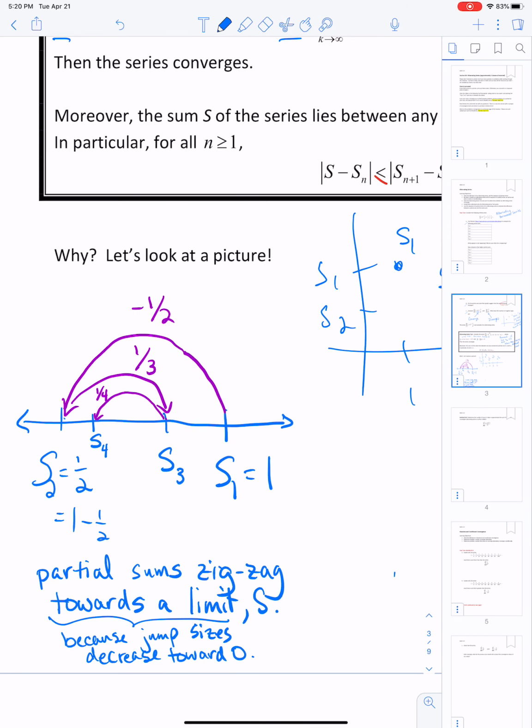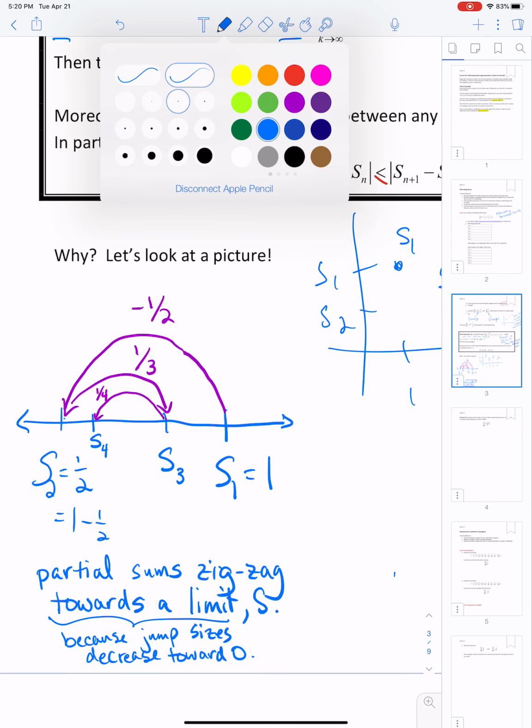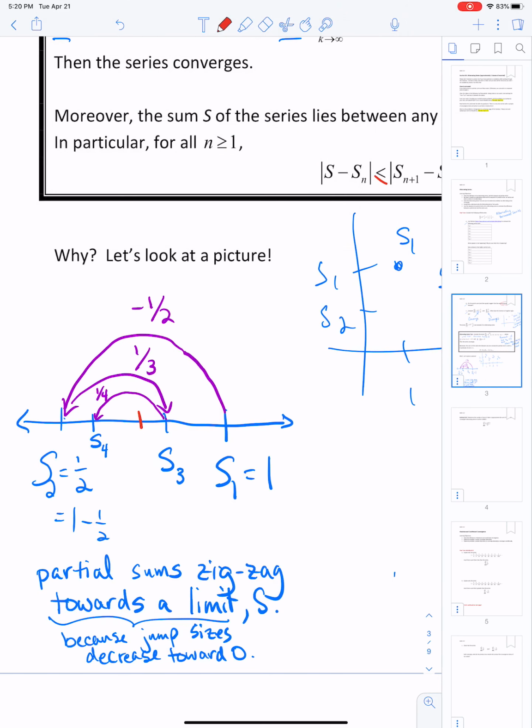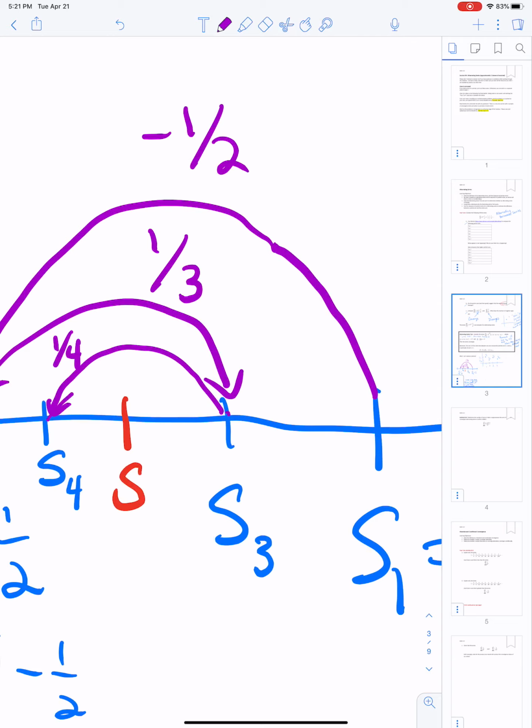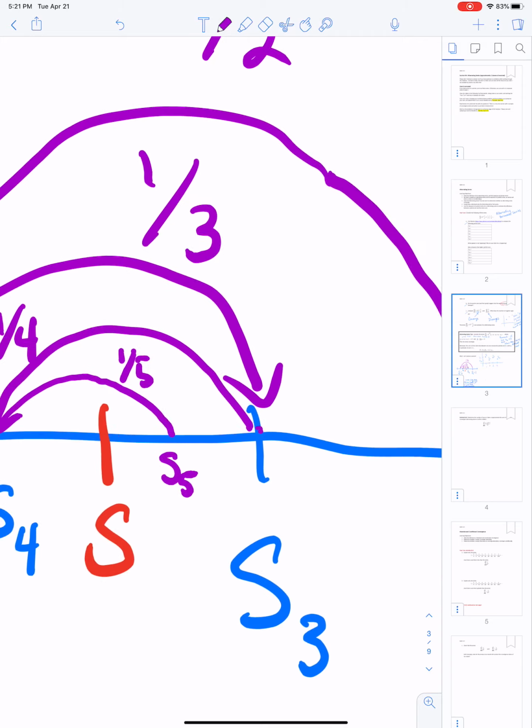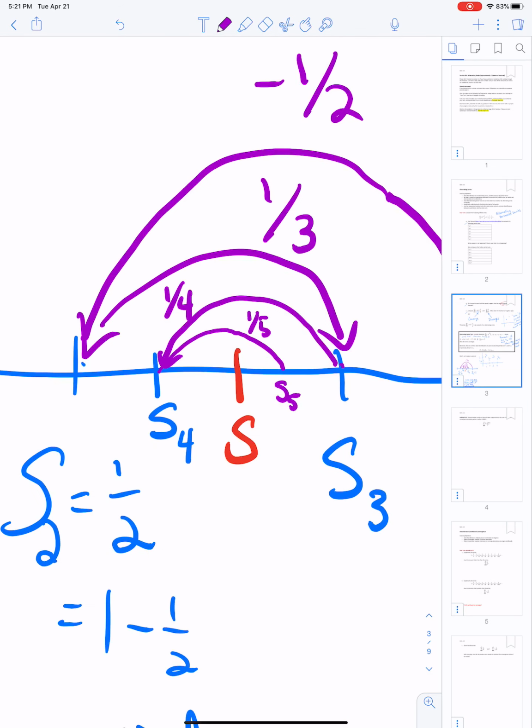Okay, so there is some limit S. Let me go ahead and pop that in here in another color. So here's my limit S. Right, and in the next jump here, we're going to have S5. This is 1/5, right? And then we could zoom in even further. Okay, I think I'm at the limit of where this will zoom. But in my next jump, I'm jumping back by 1/6, and here's S6.